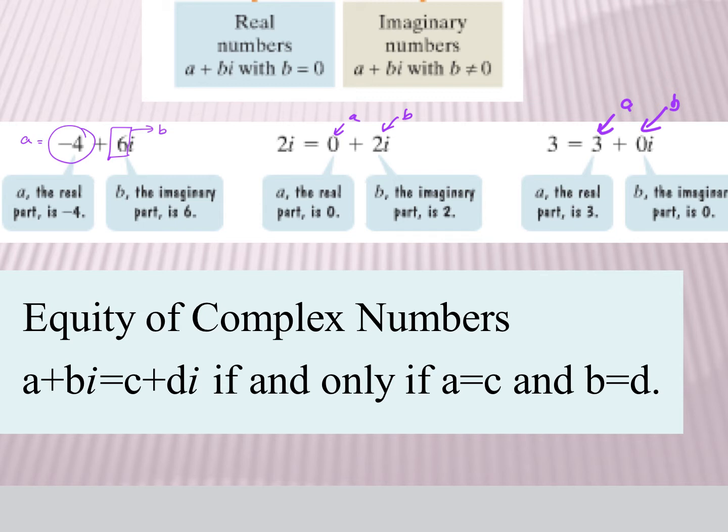The equality of complex numbers just says a plus bi equals c plus di if and only if a equals c and b equals d. It's like having 2 variables. These 2 would have to be the same, and these 2 would have to be the same in order for my equation to be balanced. That's all.